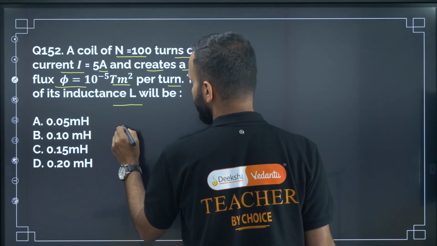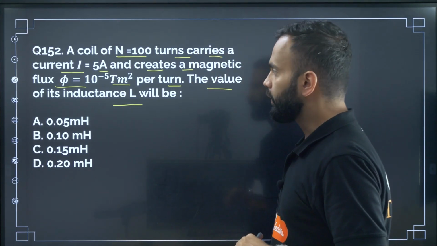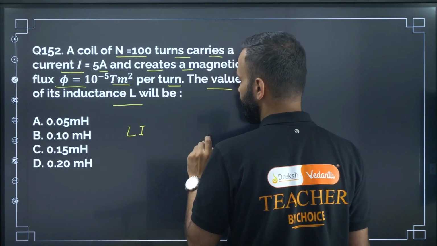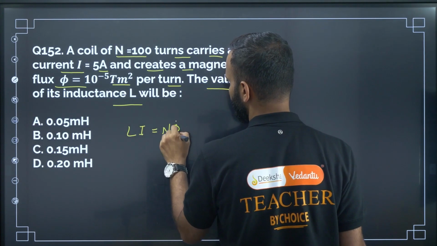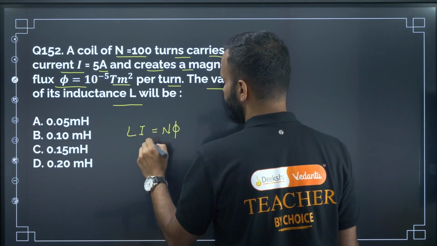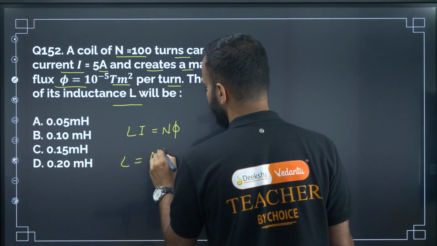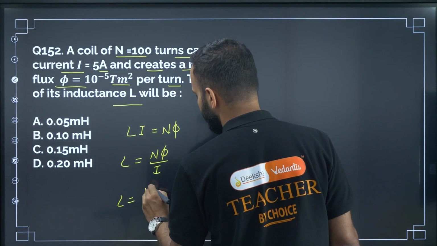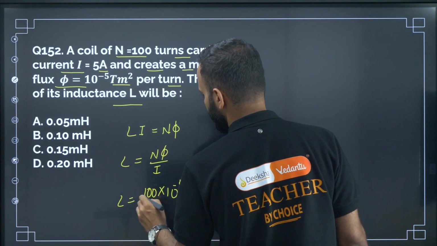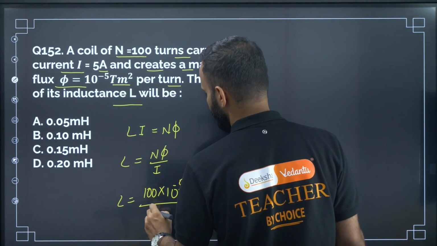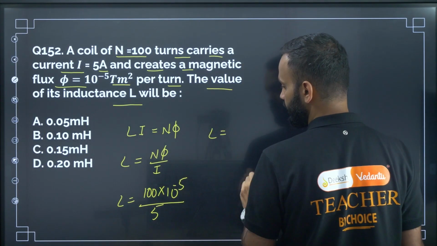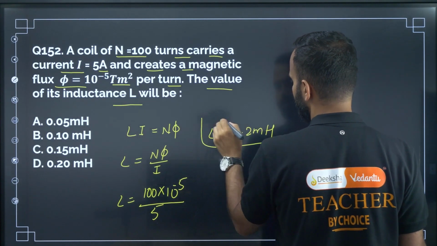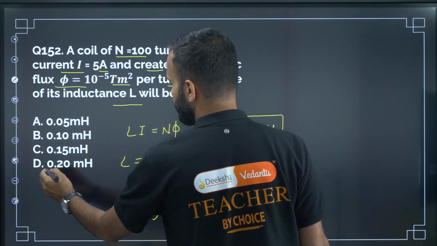We know the relationship between current, inductance and magnetic flux, right? So L into I equal to N into phi. What we need to find here is the value of L. So L equal to N phi divided by I. Now L equal to N is 100 turns, phi is 10 to the power minus 5, divided by I, I is 5. Now solve this, you will get 0.2 millihenry. So the correct option is D.